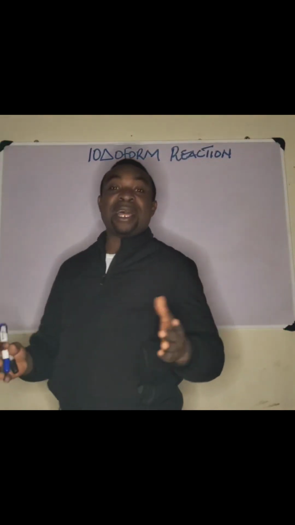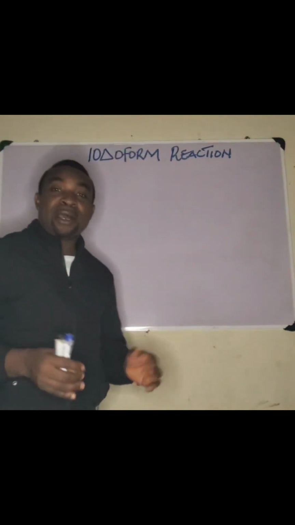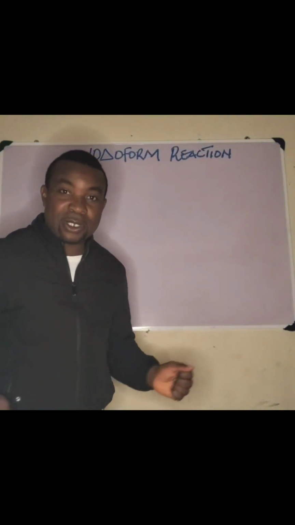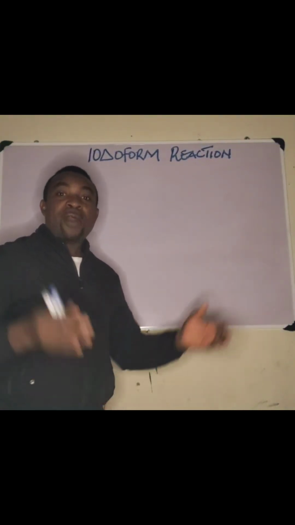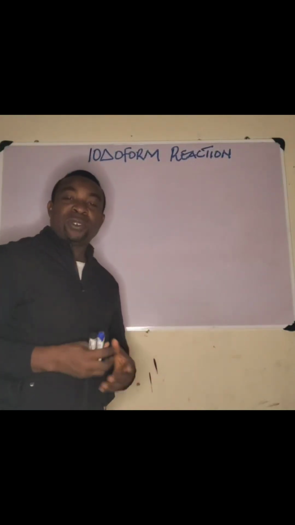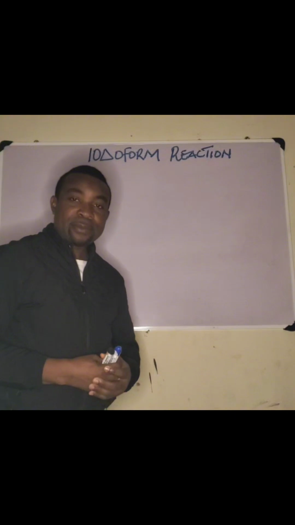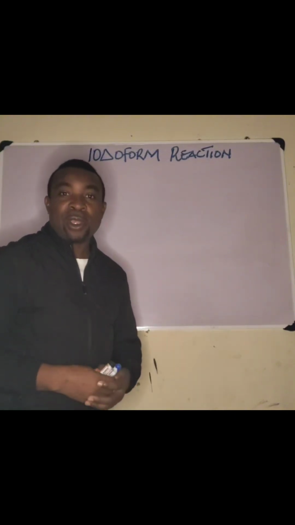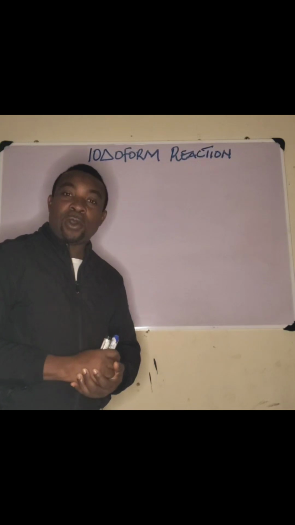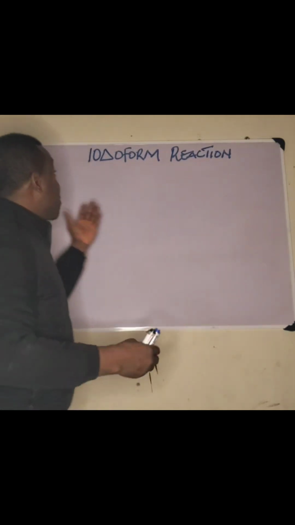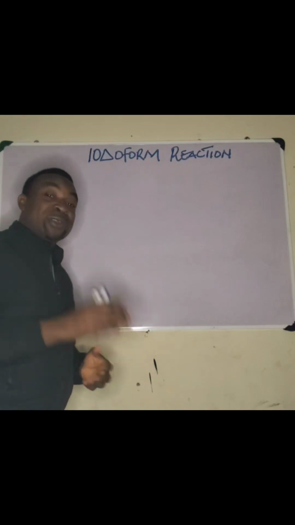So in our last class, we did something about the dehydration of alkanols using ethanol, where we noted that when you dehydrate an alkanol, you are going to get alkenes, or ethene in the case of ethanol, and H2SO4 is liberated. So let us see the iodoform reaction.